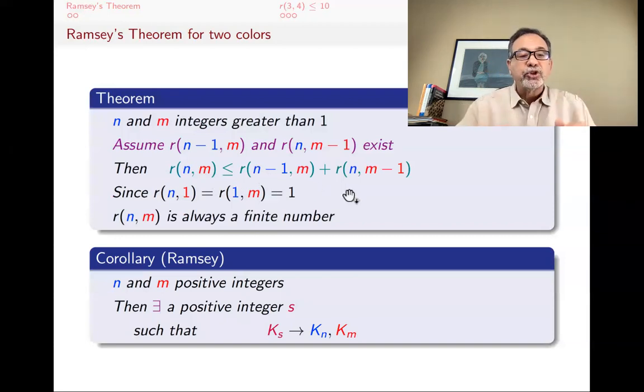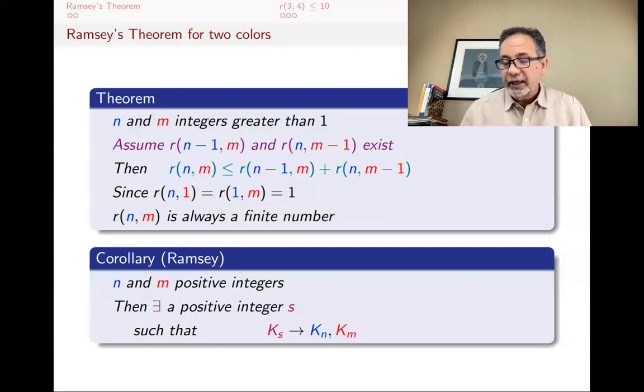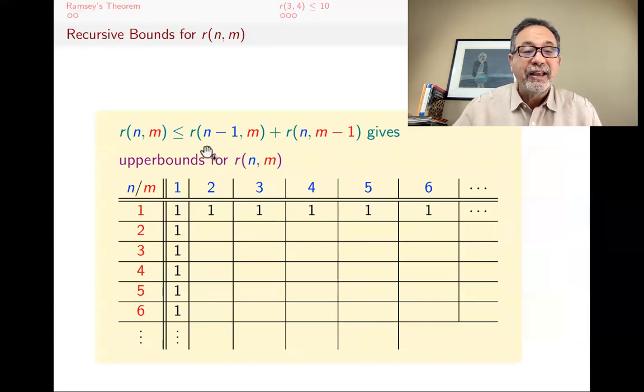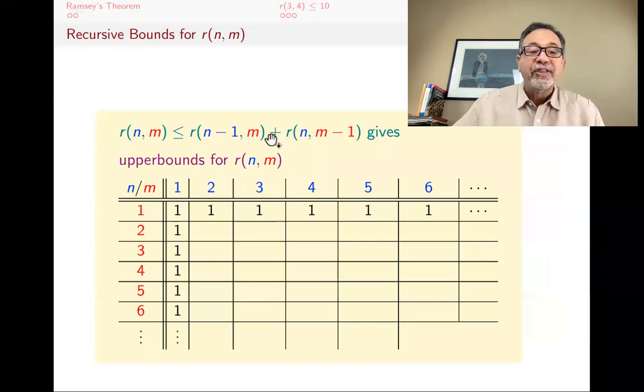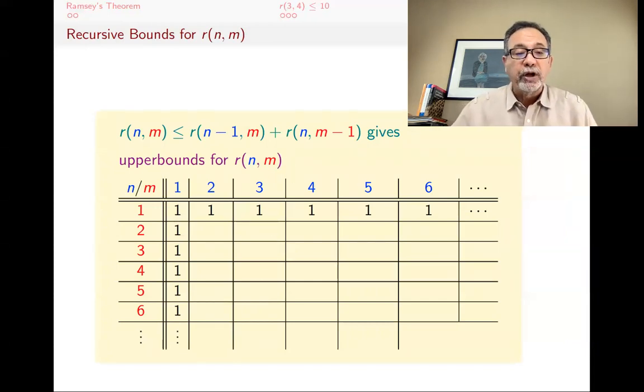Just to make sure that we are on the same page regarding how this recursive proof is working, let's see how this would work. I'm claiming that if I can prove this relation, I haven't proved it yet, but if I can prove it, then this gives upper bounds for every Rnm. Why? Because in this table, I'm not going to put Rnm, but I'm going to put upper bounds for Rnm.